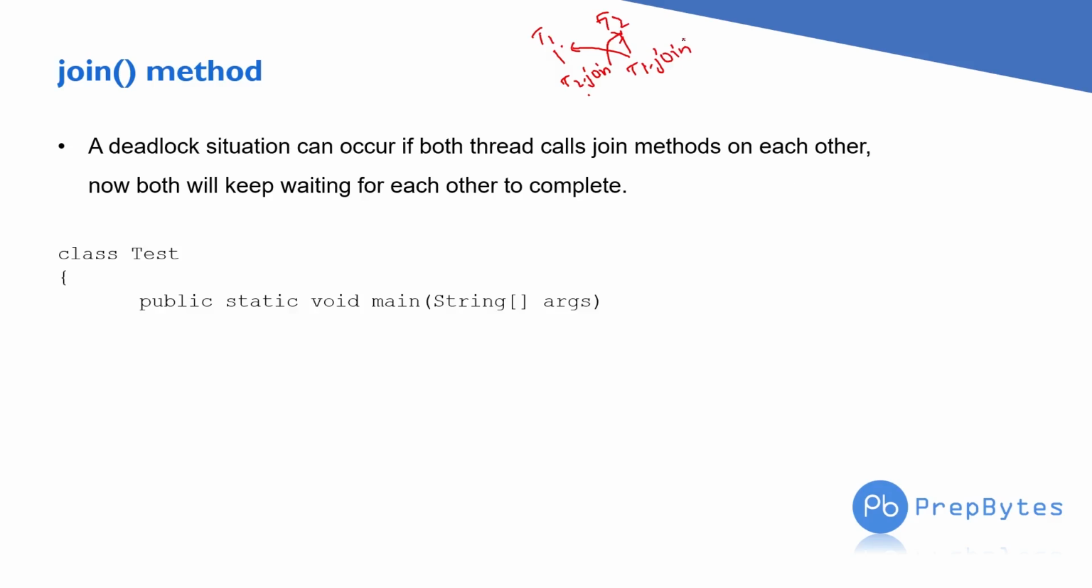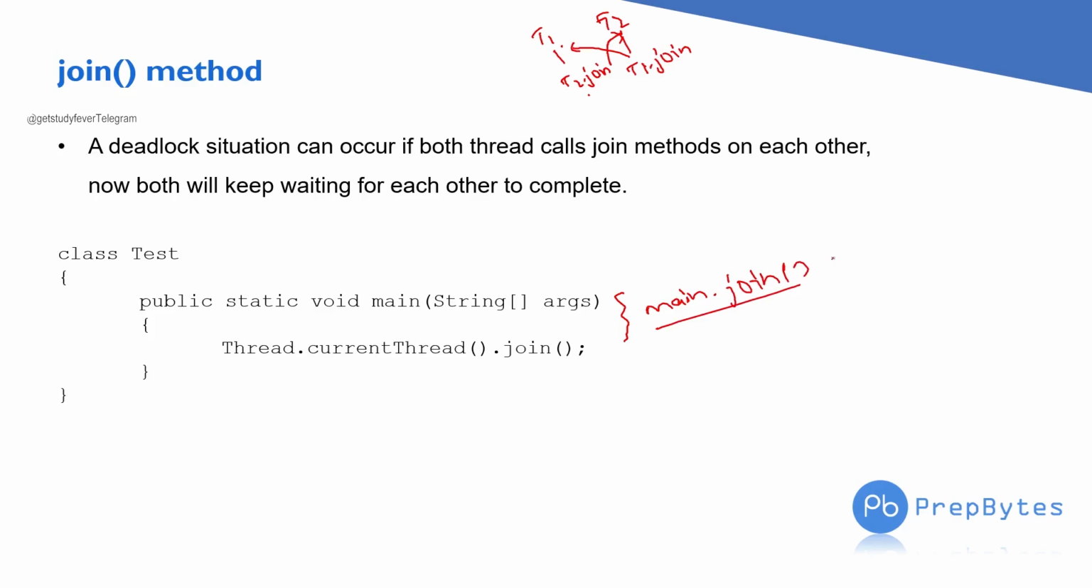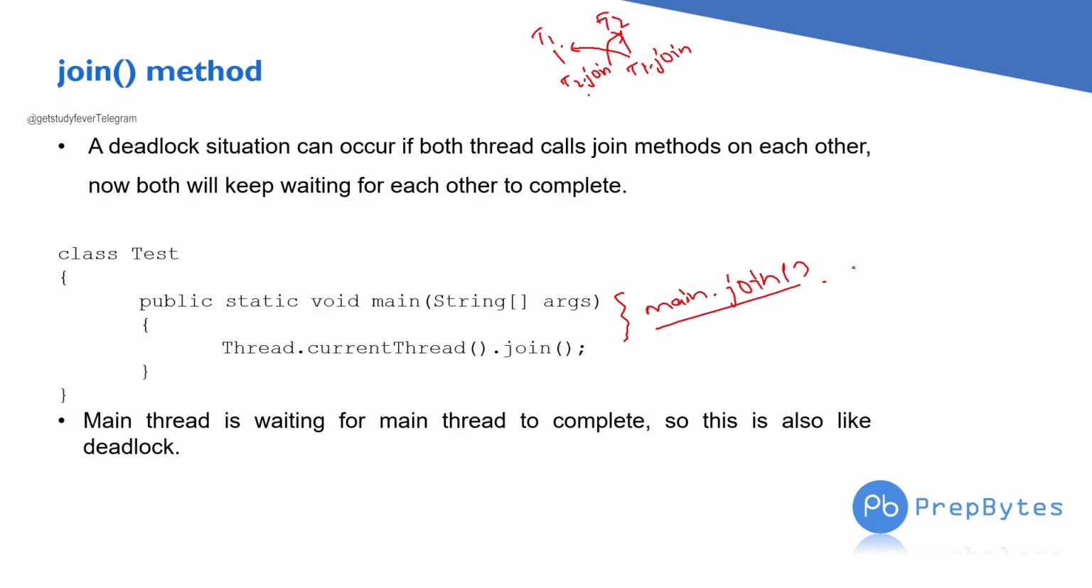The next point is, in this code you can see here in the beginning the main thread executes. So Thread.currentThread means the main thread, and the main thread is calling the join function on itself. That means the main thread is waiting for the main thread to execute. So this is also a deadlock like situation. So just keep these two situations in mind. Whenever you're coding, you have to keep this in mind. Do not be in a deadlock like situation.